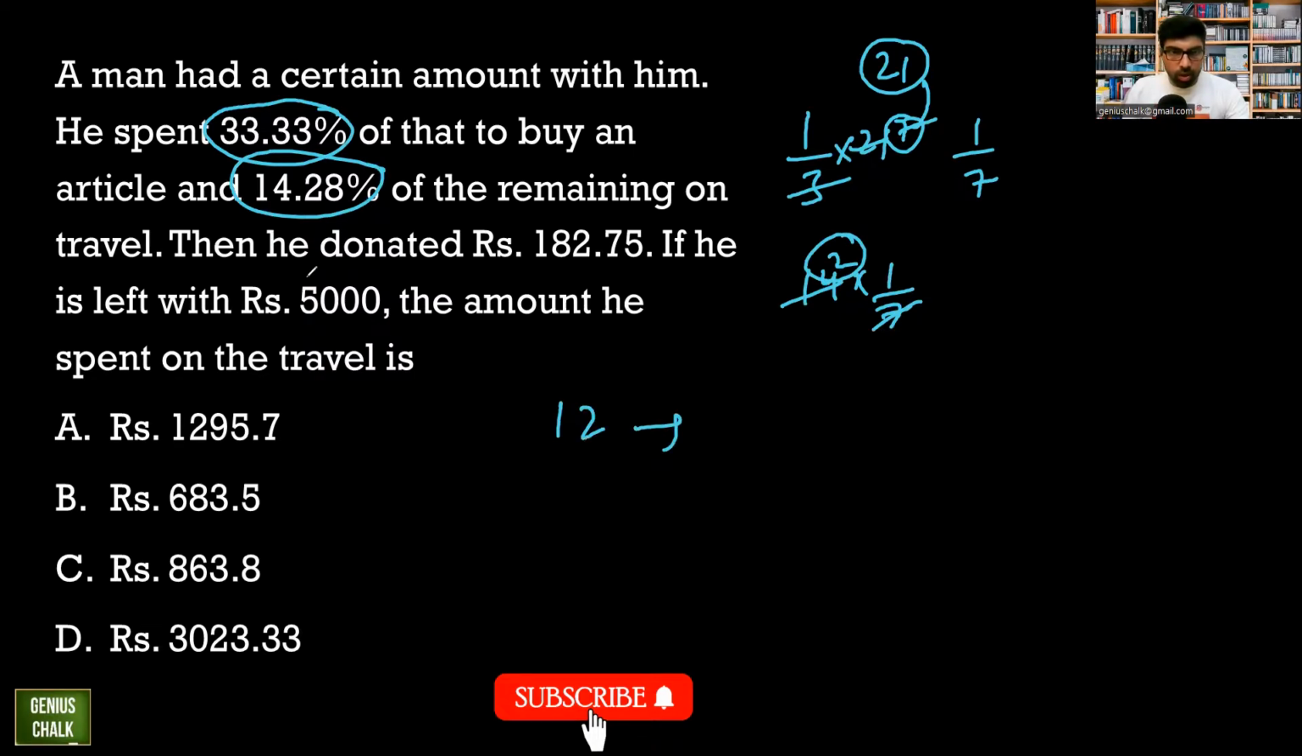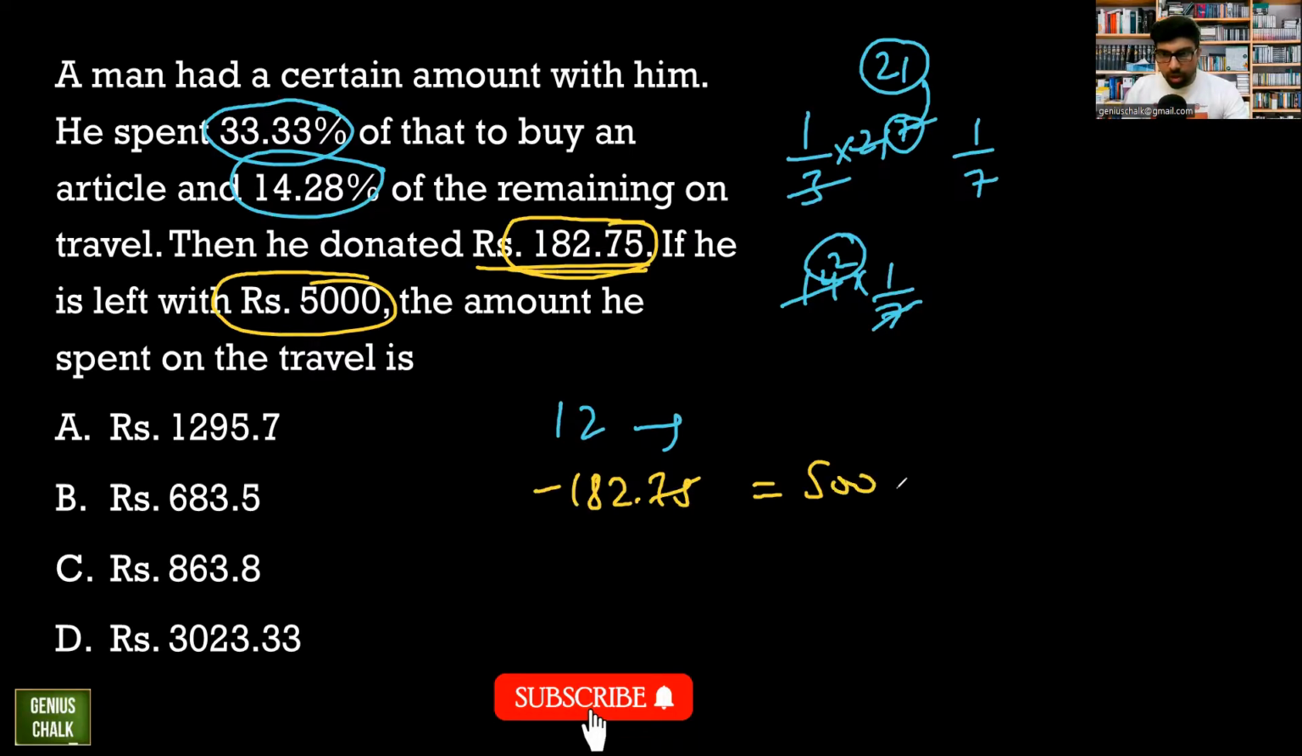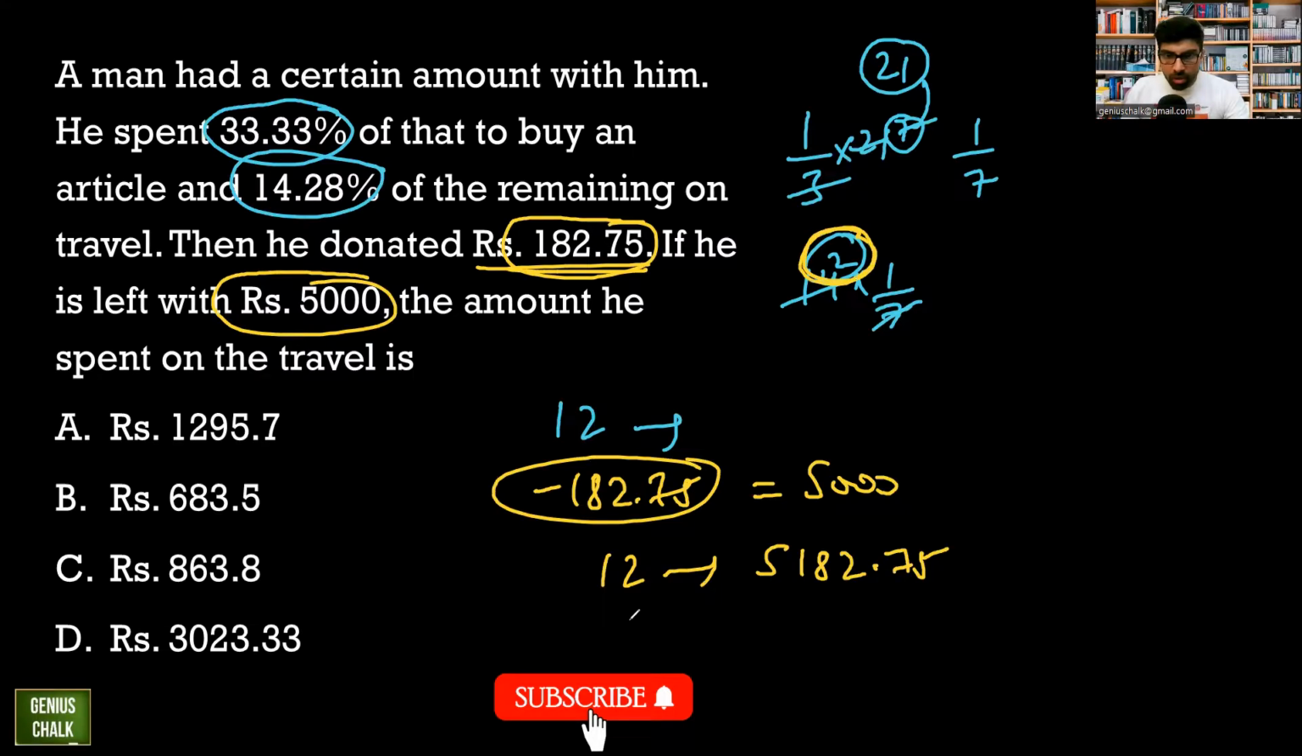Now 12 units is actually equal to, because from 12 units he is donating this much, and then the left amount is this. So basically 12 minus 182.75 is 5,000. That's why I'm adding it. So 12 units will be equal to 5,000 plus 182.75, that is 5182.75. Now he's asking you the value of travel. So travel is 2 units. So one value will be 5182.75 by 12. So 2 value will be, just multiply this by 2. So this is 6, and you have solved it: 863.8.